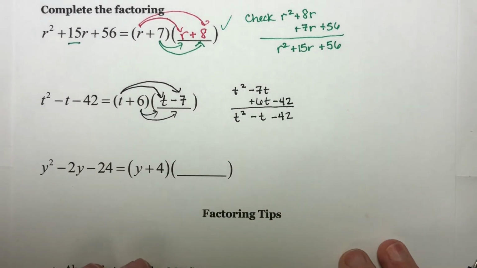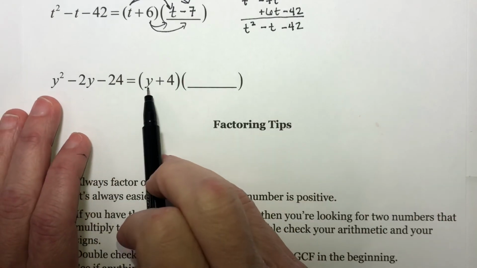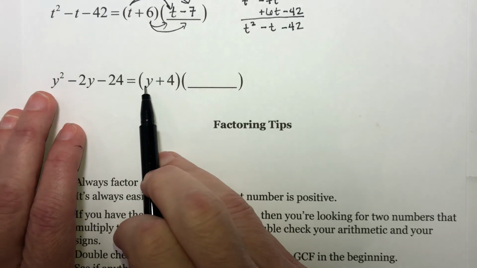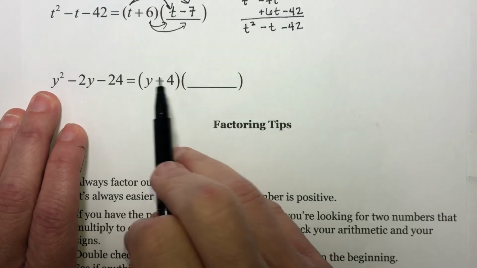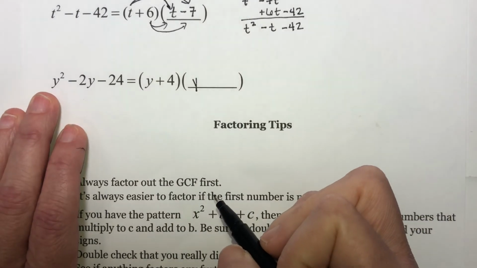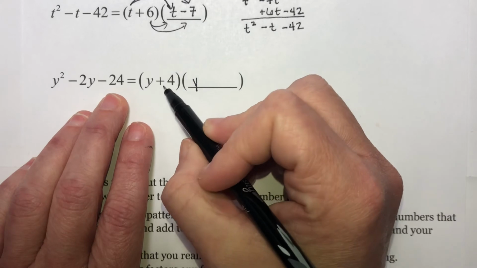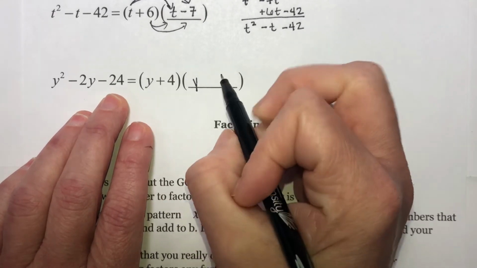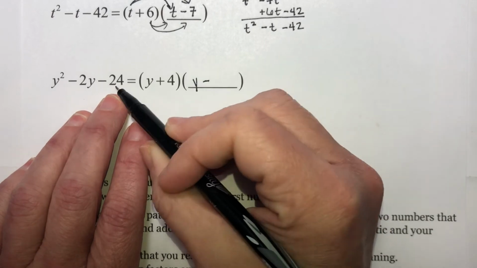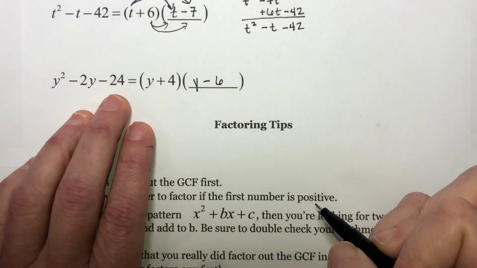Okay, one more. Look at your firsts again. I have y needs to become y squared, so I'm going to guess that I put a y here. Negative 24, positive 4, times something gives me that. It has to be a negative. 4 times 6 gives me 24, so I'm guessing that it's y minus 6.